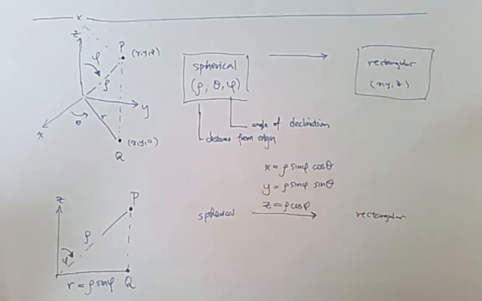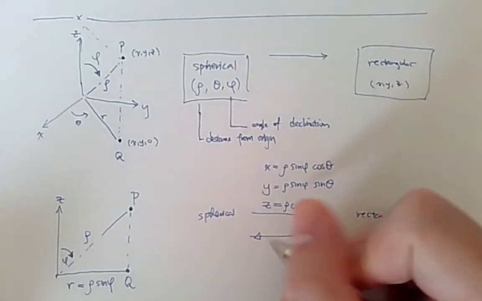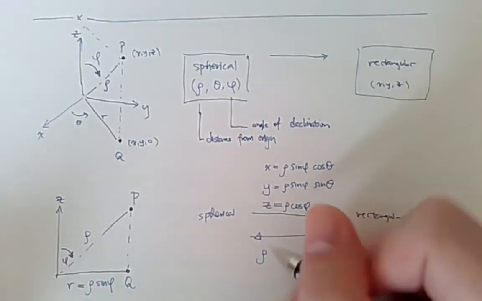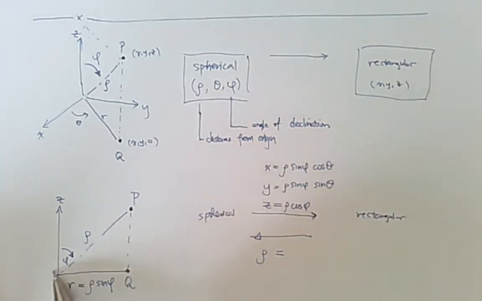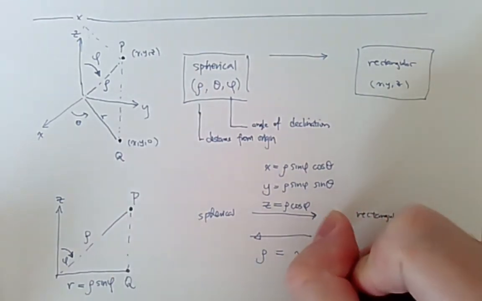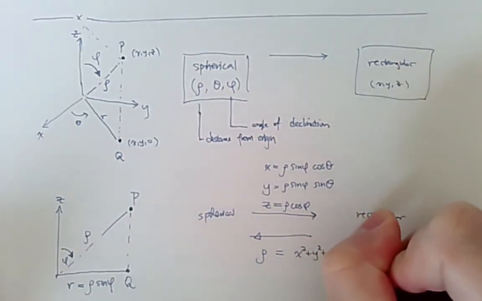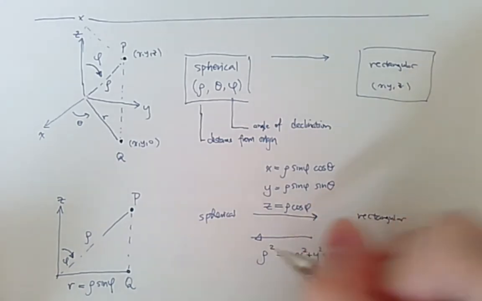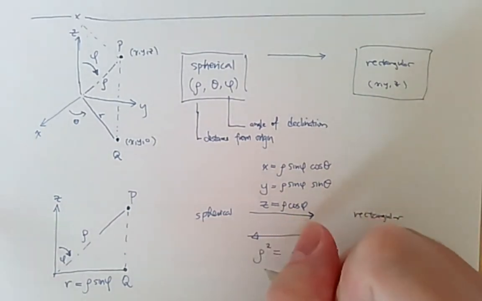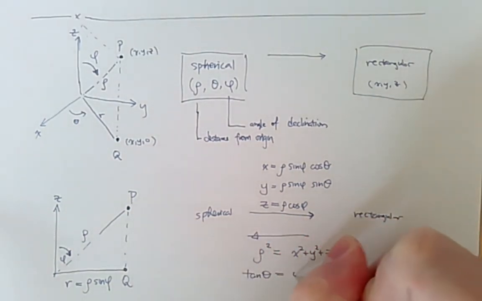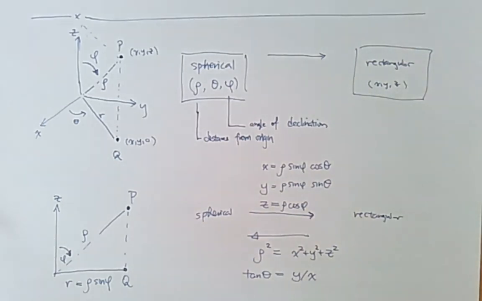Let's also come backwards. To come back, we need equations solved the other way. So rho is equal to, we need rho in terms of x, y, and z. Rho is the distance, so we can use the distance formula, x squared plus y squared plus z squared, quantity square rooted. Maybe I'll simply write the square on this side. You can solve for it. Theta is the same as before. Tangent theta is equal to y over x. That hasn't changed much.